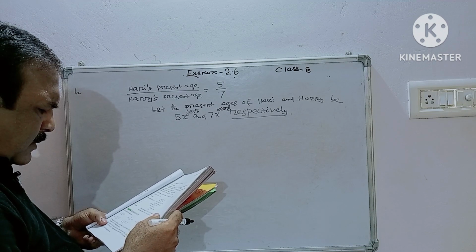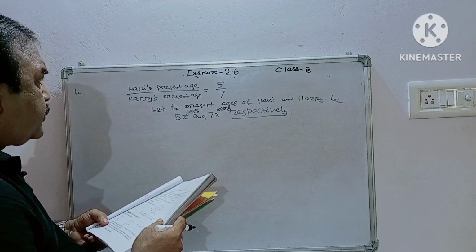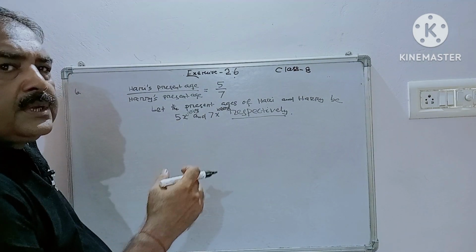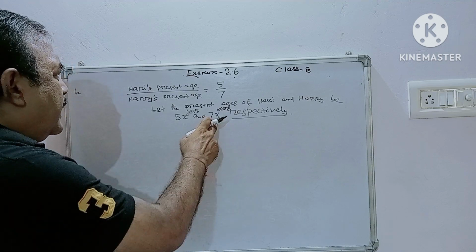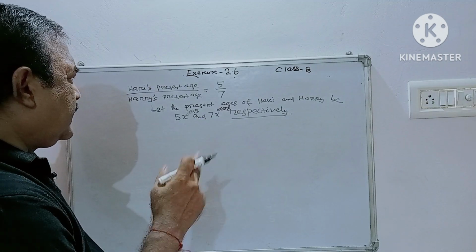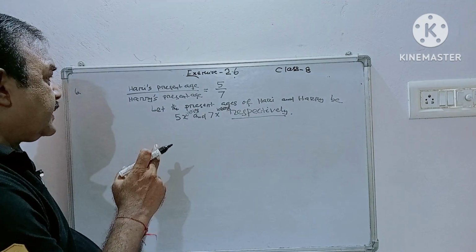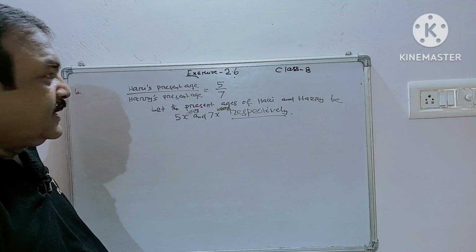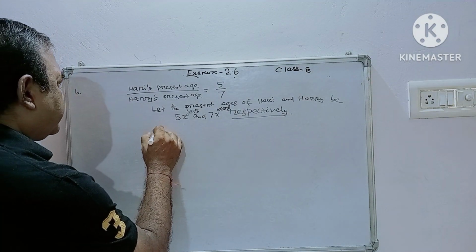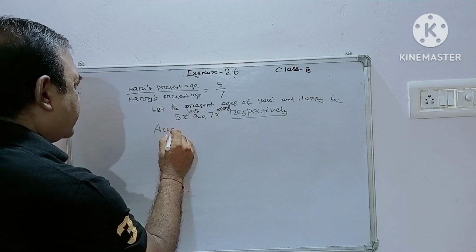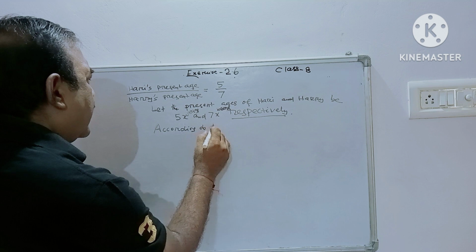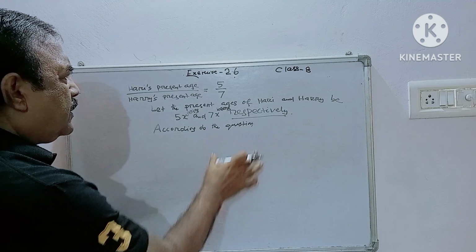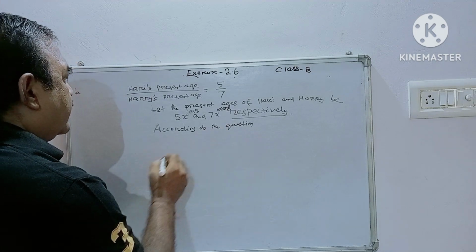So 4 years from now, the ratio of their ages will be 3:4. Now the present age of Hari is 5x, so after 4 years he will be 5x plus 4 years, and the other Hari will be 7x plus 4 years. If I take their ratio after 4 years, it will be 3:4. It has been given. So according to the question, how will the equation be formed here?